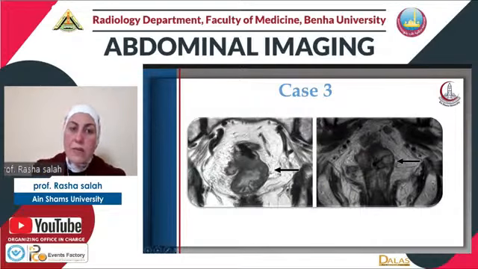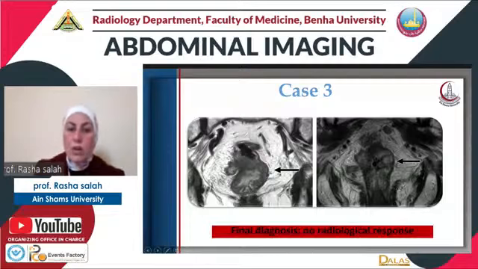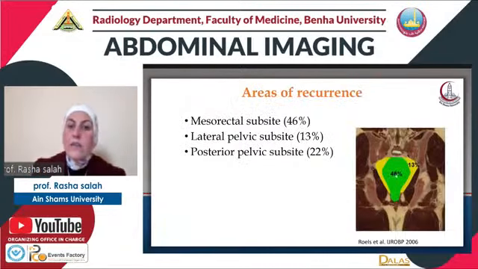Another example for assessment of treatment response, this is the pre-therapy and this is the post-therapy. As we can notice over here, there is no radiological response at all, because the tumor is stable before and after treatment. And if the patient underwent previous surgery, we are aiming for assessing if there is any recurrence. We should search for the expected sites for recurrence.